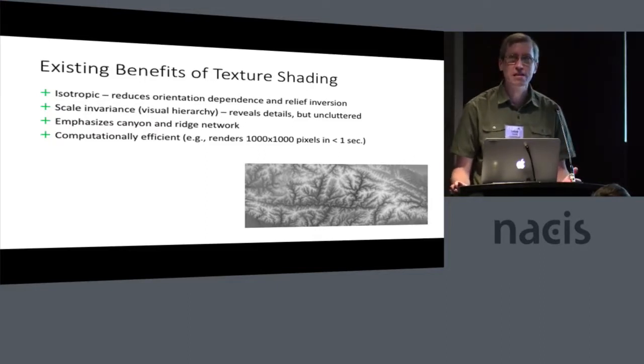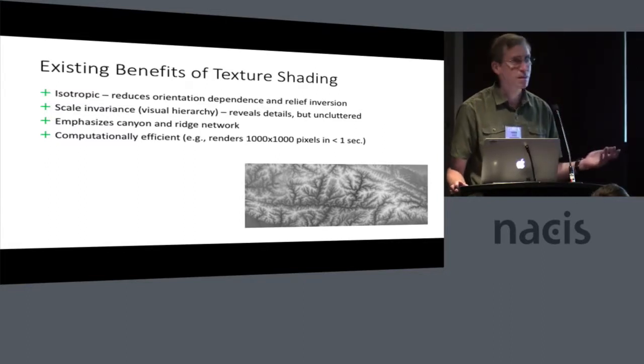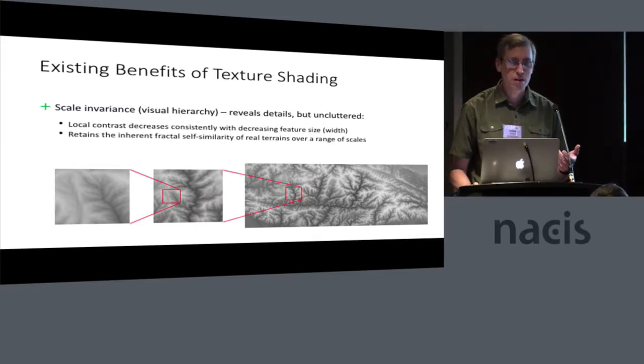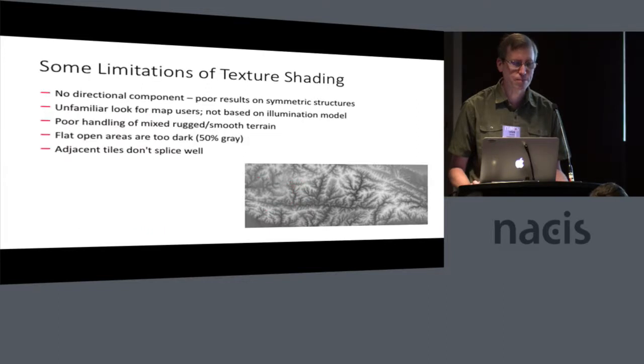So texture shading is an existing technique for representing mountainous terrain, as you see an example here. These are some of the benefits that I'd like to retain as I make improvements to the algorithm. And one in particular that I'm going to be focusing on a lot today is this scale invariance property, which I've defined here. Briefly, the idea is that as you focus in on smaller and smaller details in the image, those details should be retained, but with gradually reducing contrast. That retains the hierarchical structure of the actual terrain, which has a sort of fractal self-similarity. The same thing results when you maintain the scale invariance property. It's very useful, I find, for terrain images.